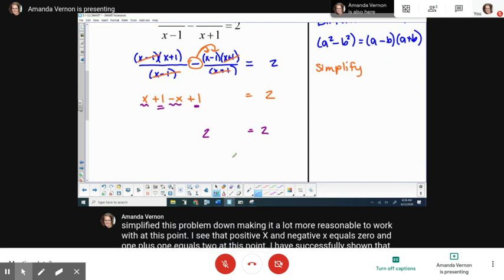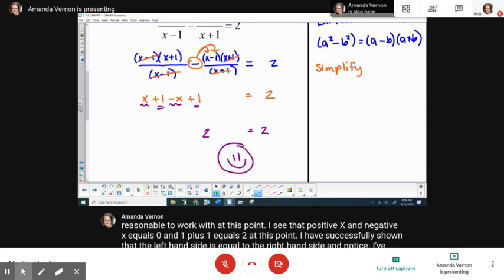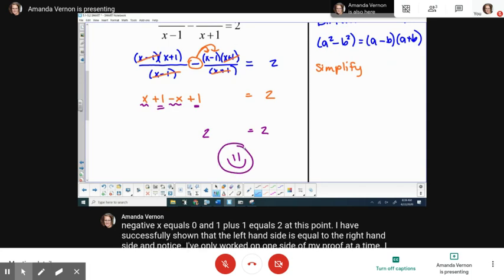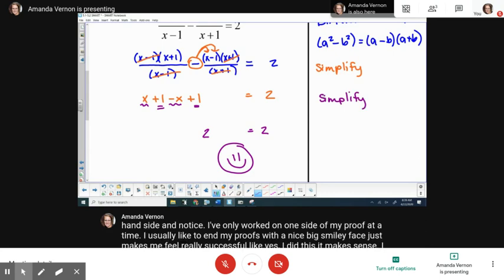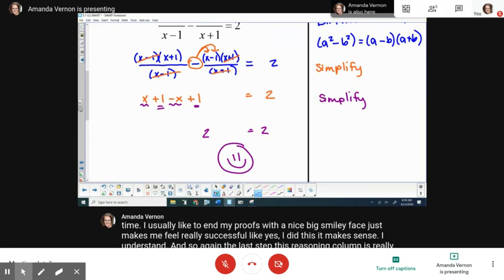I usually like to end my proofs with a nice big smiley face. It just makes me feel really successful, like, yes, I did this. It makes sense. I understand. And so again, the last step, this reasoning column is really just meant to help you understand what I mathematically did as I worked through the proof. Awesome. Let's move on to the next example.